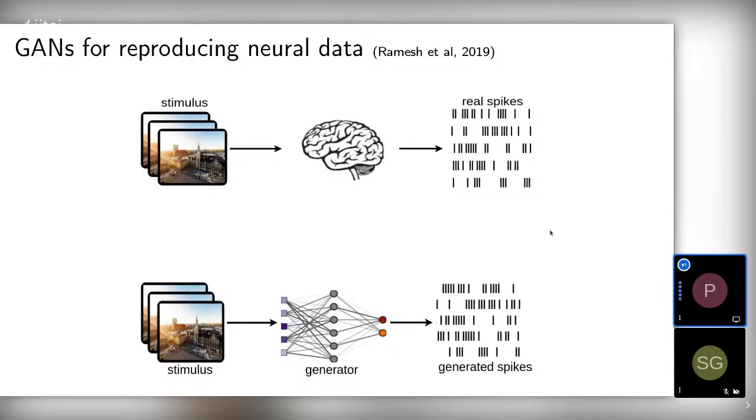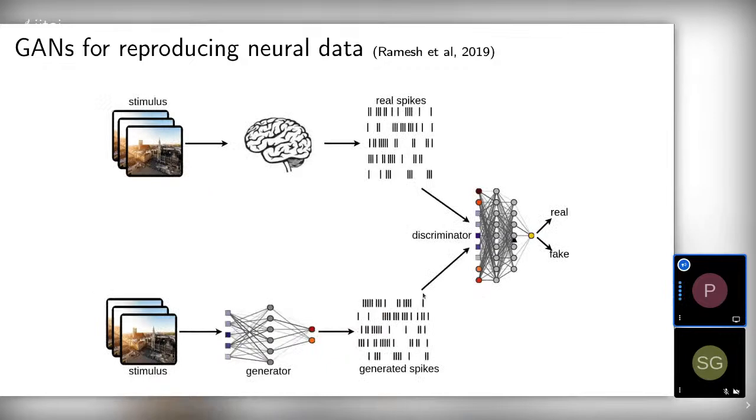And now what you want to do is to find a way to match these generated spikes to the real thing. And again, because it's hard to write down a loss function, what you would do is to use a discriminator. What the discriminator will do is it will take in these real spikes and say real. We will take in these generated spikes and say fake. And then you train both the generator and the discriminator together. And once training is finished, whatever the generator produces will look like the real spikes from the brain.